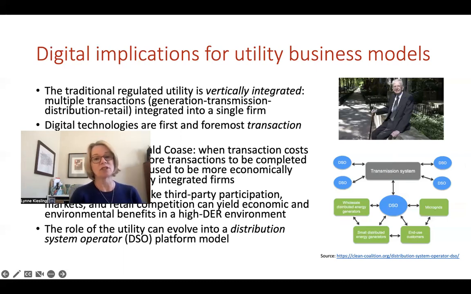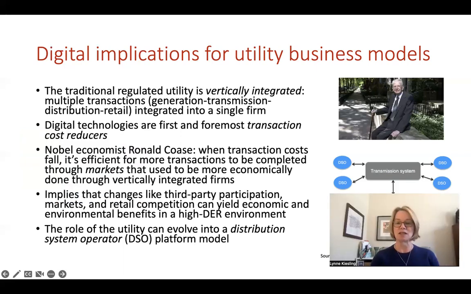Another important implication of digital technologies and changing architectures is that the role of the utility can evolve into a distribution system operator platform model, or a DSO. And this is something that we see quite a bit in Europe, and it's something that I go into in some detail in the paper and give you some citations and references, because there are many different ways you can think about or model a DSO and what kind of functions that would be in the utility. And this schematic just gives you one example that you can think about, but the paper has a more detailed discussion.